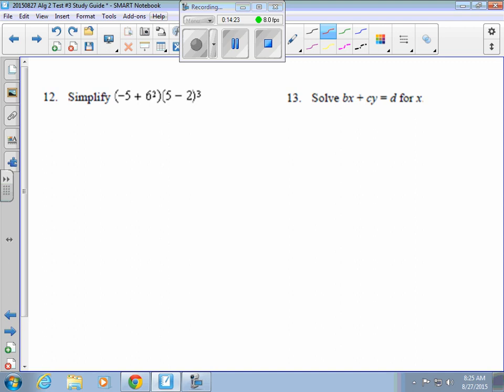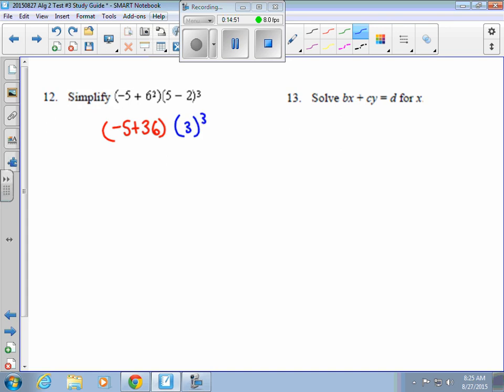Number 12 says to simplify, negative 5 plus 6 squared, times 5 minus 2 cubed. You always have to do what's inside parentheses first. Once you're inside parentheses, before we do plus in the middle, we're going to do 6 squared. So we have negative 5 plus 6 squared. Remember, that means 6 times 6, which is 36. The other one is 5 minus 2. We can do 3 for that one, cubed.